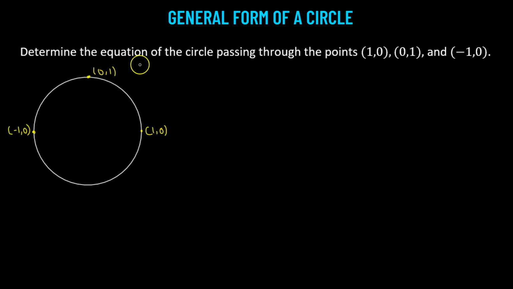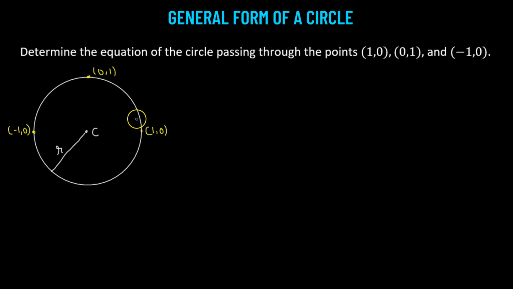In this problem, we need to determine the equation of a circle that's passing through 3 points: (0, 1), (1, 0) and (-1, 0). Now, in order to find the equation of a circle, there is some information that we need: one of them being the coordinates of the center, and the other being the radius of the circle. For this, we can use the standard form of a circle once we have the coordinates of the center and the radius. But first, we'll have to find the center and the radius.